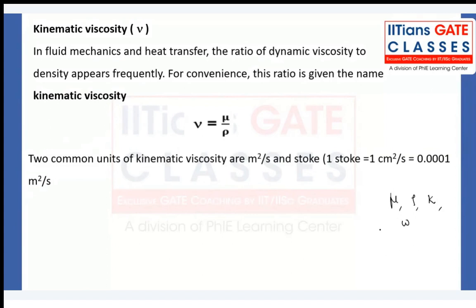Whenever the term mu by rho comes, we directly replace it by kinematic viscosity. Only for that purpose we have this extra term in fluid mechanics and heat transfer. There is no other reason. If you ask me, sir, if dynamic viscosity is there, why is kinematic viscosity present? That is the only reason I told you. These definitions were given by the researchers when they started fluid mechanics research during the 16th century.